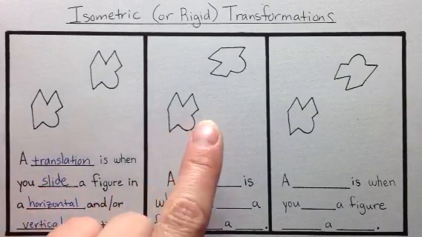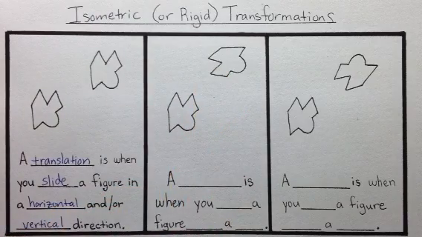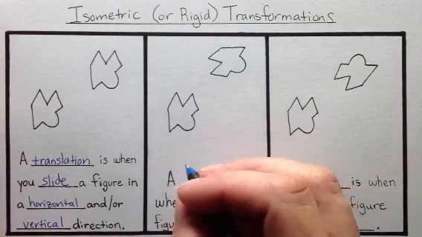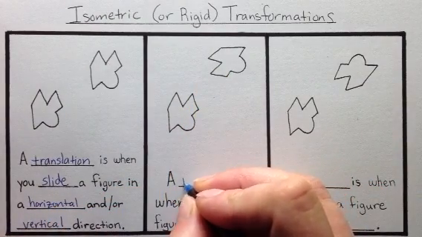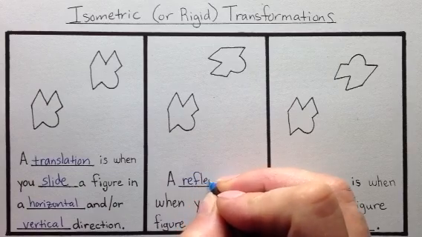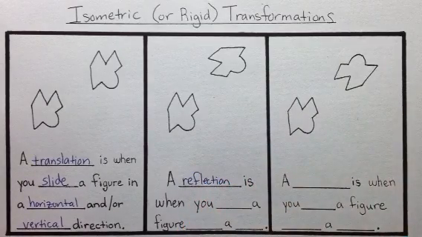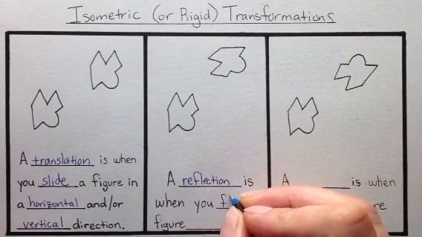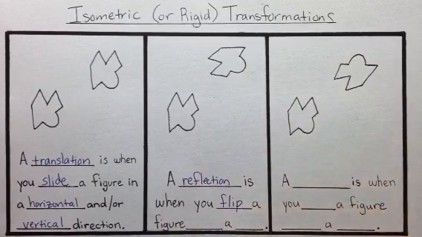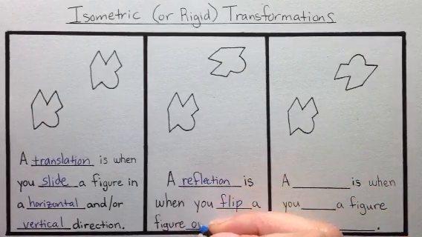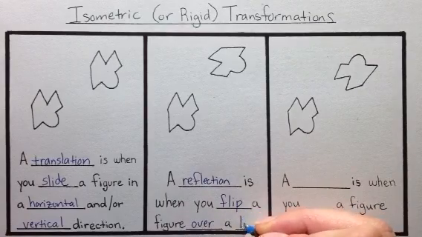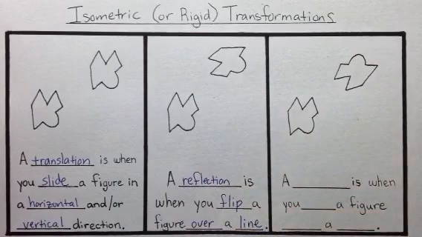Okay, my next example here is a reflection. I had to take a look at it to figure out. It's a reflection. So a reflection is when you flip a figure and you do it over a line. Okay, so kind of like when you're looking in a mirror. Okay, everything is backwards, right?